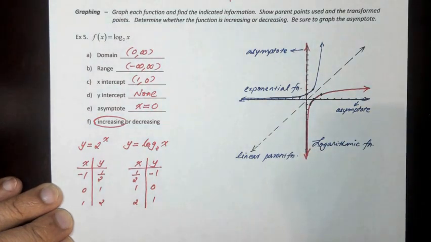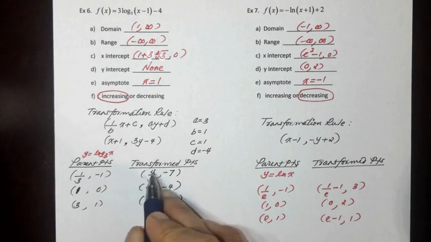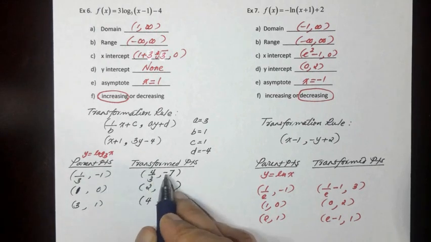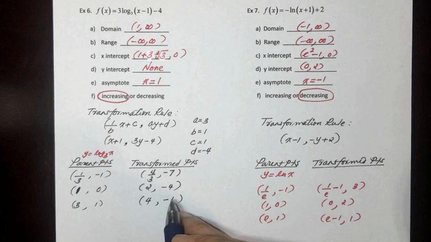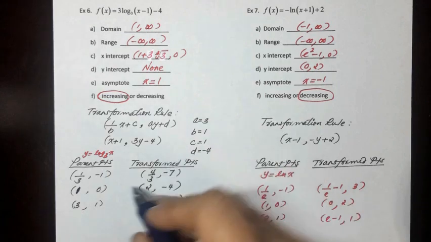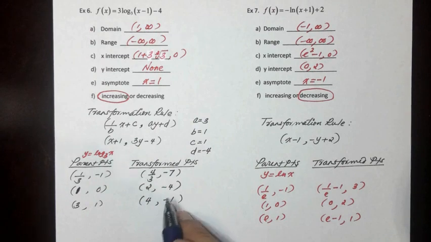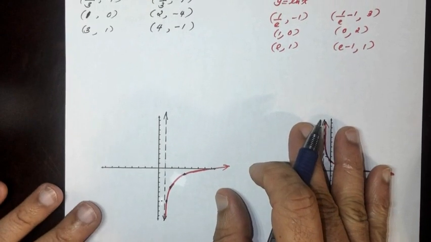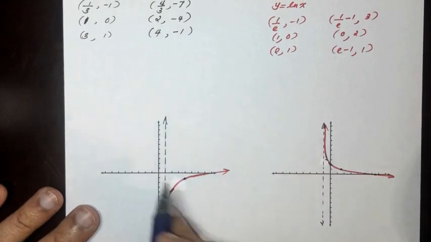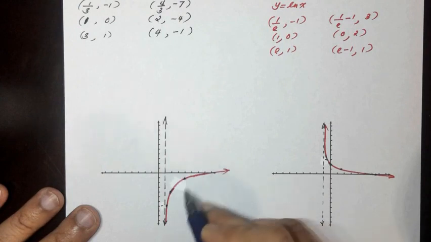The rule is applied to these x and y values to get this. This becomes (4/3, -7), this becomes (2, -4), and (3, 1) becomes (4, -1). So these are the parent points and the transformed points, and this is the graph right here. Those points are plotted here, and this is going to be our required function.